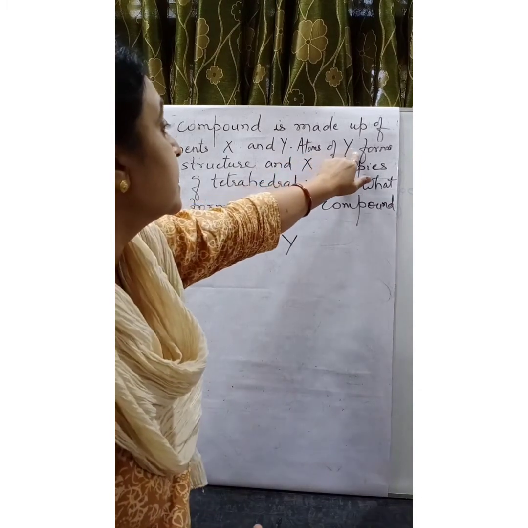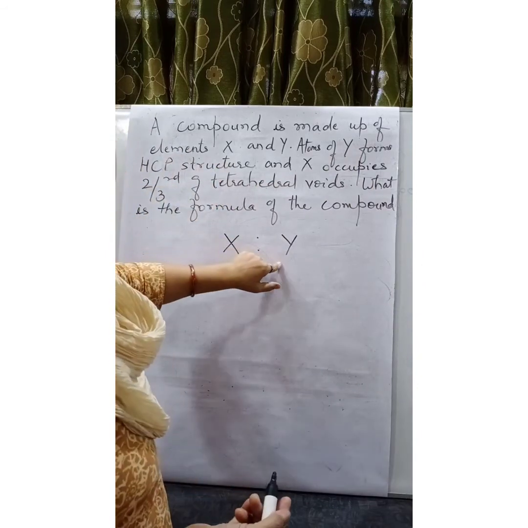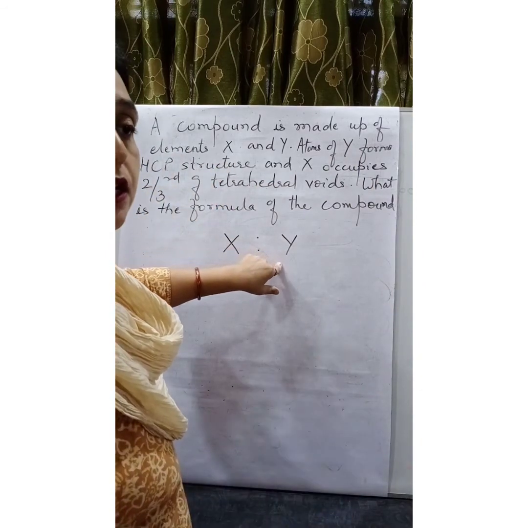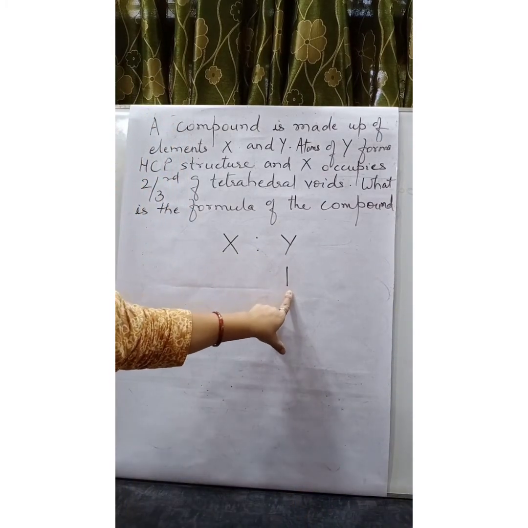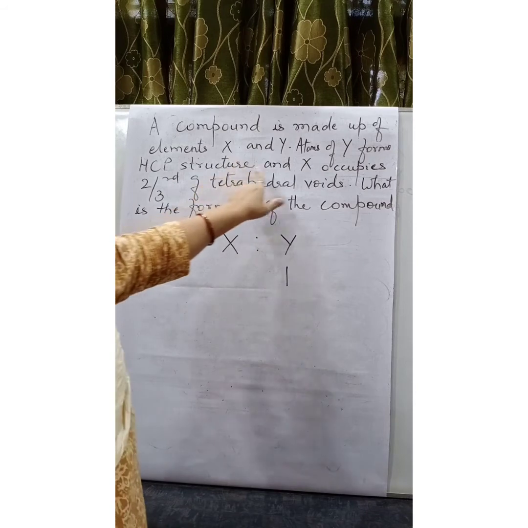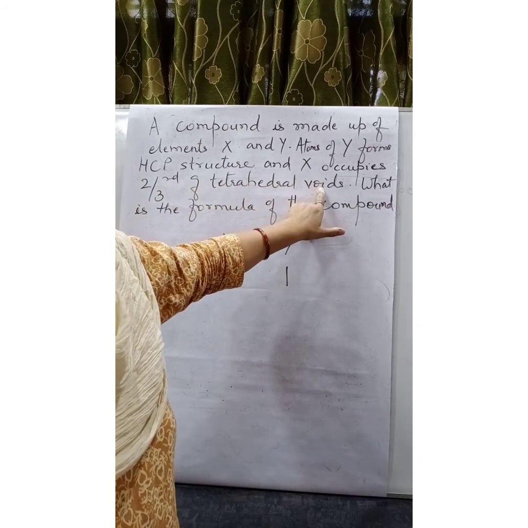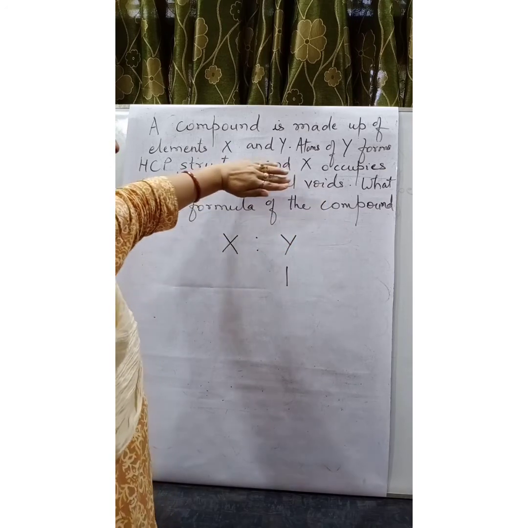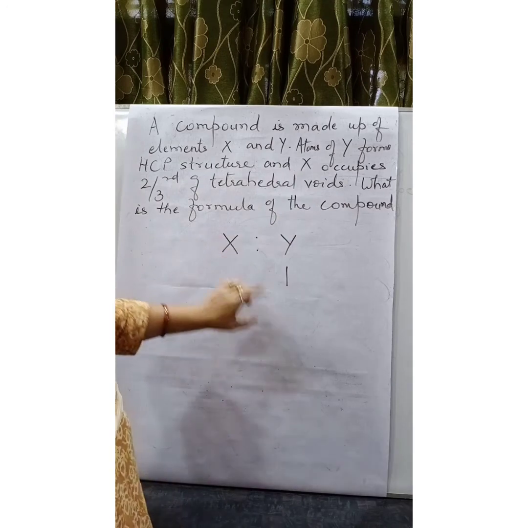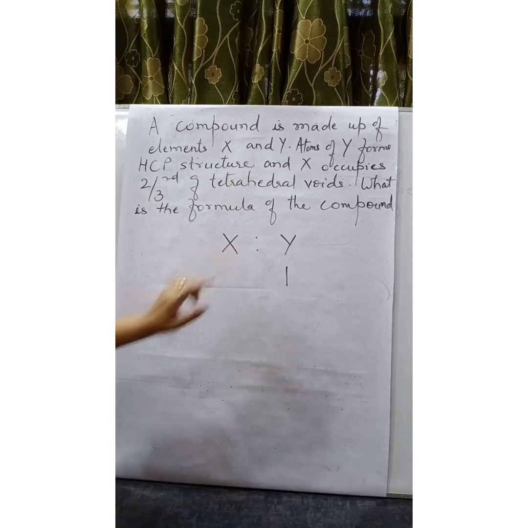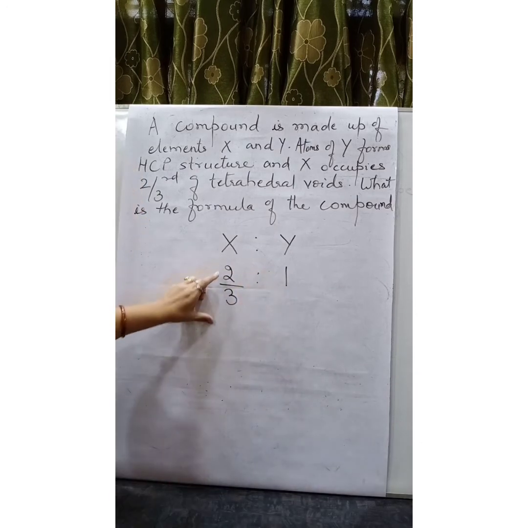So who is forming this HCP structure? Y is forming HCP structure. So Y is occupying the corners. So 8 into 1/8 means 1 atom. So that is why we are putting it as unity. Now the atoms of X are occupying 2/3 of tetrahedral voids. For the time being, forget this tetrahedral. It is occupying 2/3 of voids. So who is occupying the voids? X. So 2/3 part of X is being occupied.